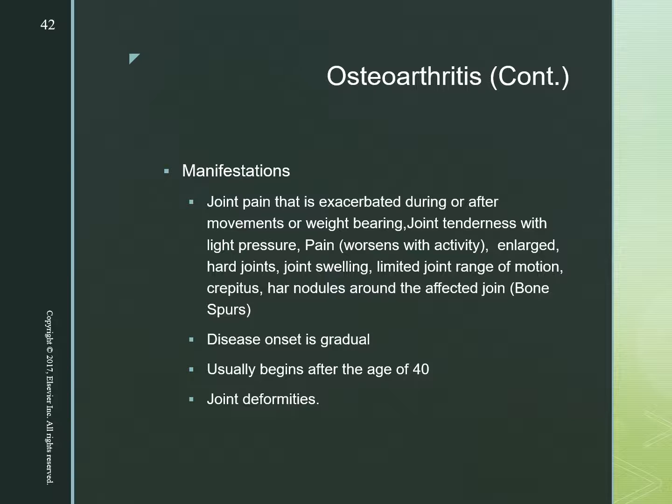Manifestations include joint pain that is exacerbated during or after movements or weight bearing, joint tenderness with light pressure, pain that worsens with activities, enlarged joint, hard joints, joint swelling, limited joint range of motion, crepitus, hard nodules around the affected joint, and bone spurs. Disease onset is gradual, usually begins after the age of 40, and joint deformities.